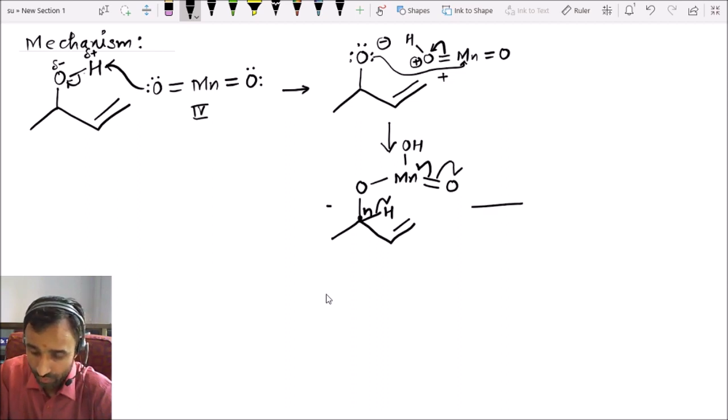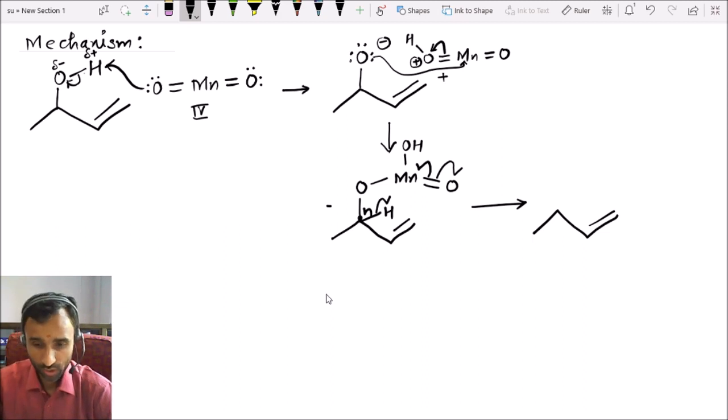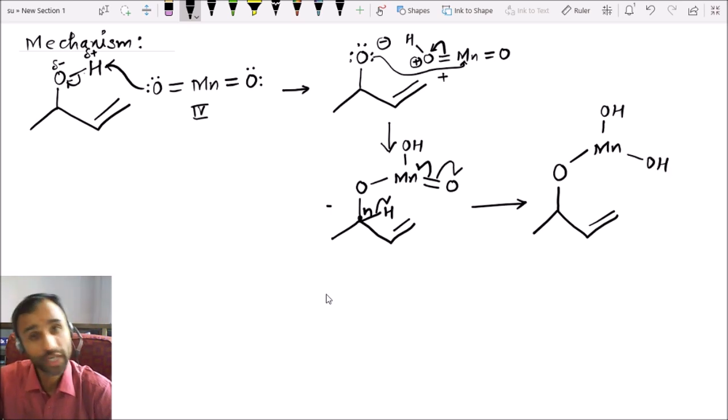Let us write here. So 1, 2, 3. It's like this. O, Mn, OH. This is also OH. 2 OH are attached and 1 radical. At the same time, here again there is a radical. Okay.